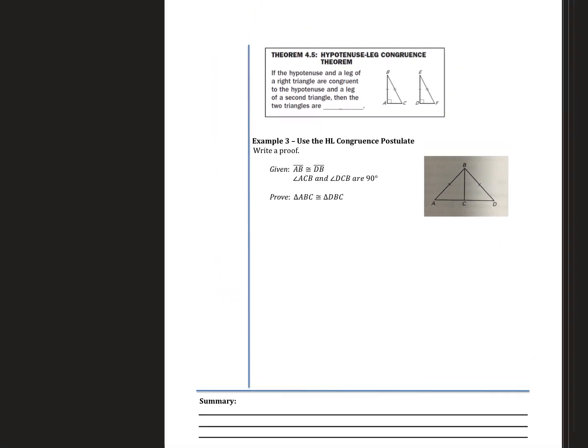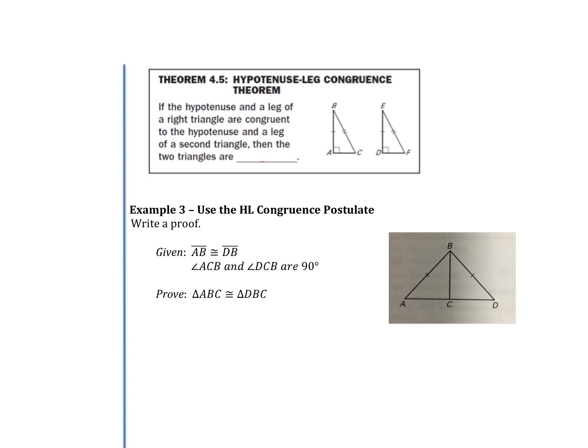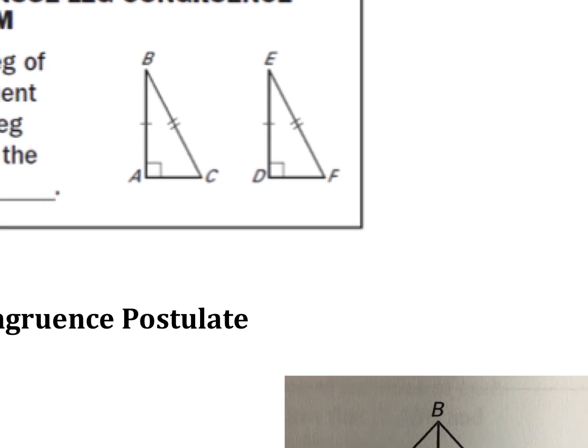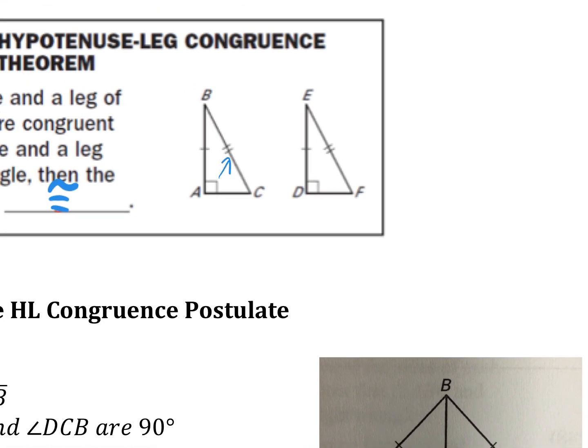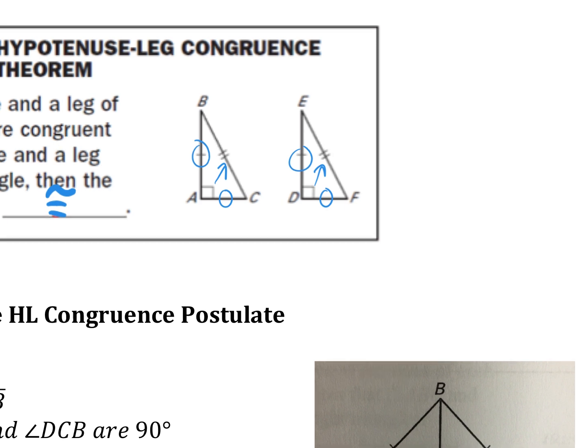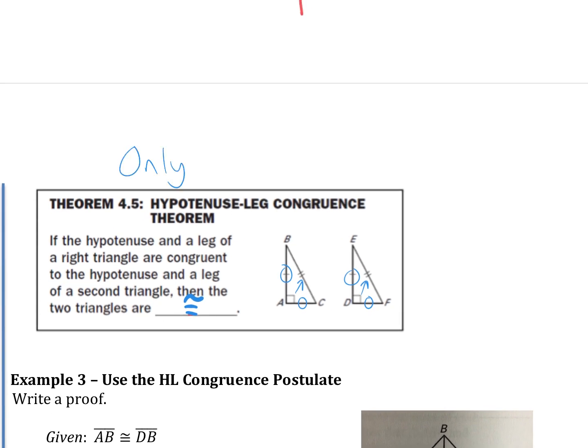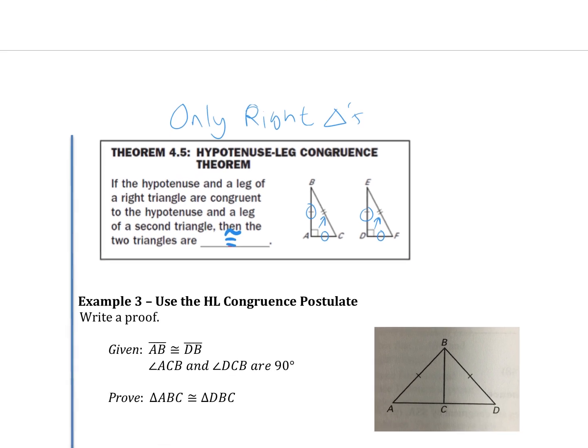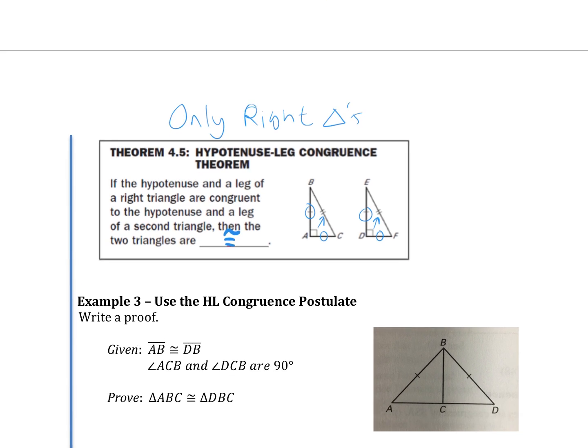Okay, we have one more type of postulate here, or theorem. This one's a theorem, actually. It is called hypotenuse leg. This one's a little tricky, okay? So hypotenuse leg, the triangles are congruent if we have the hypotenuse congruent, and also one of the legs. So either this leg or this leg down here. If we have a hypotenuse and a leg of a right triangle, I'm going to write only right triangles up here, so you know that. Only right triangles, okay? It's only for right triangles. If you have a hypotenuse that is congruent and one of the legs is congruent, then the triangles will be congruent, okay?